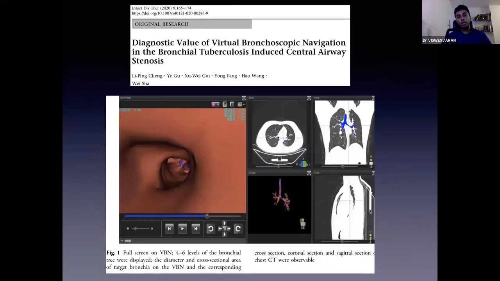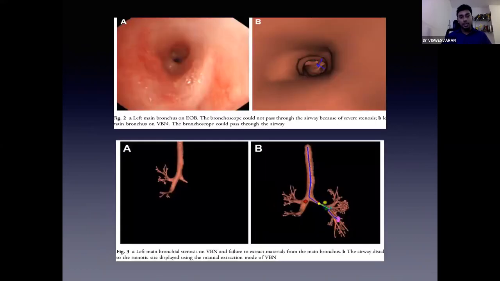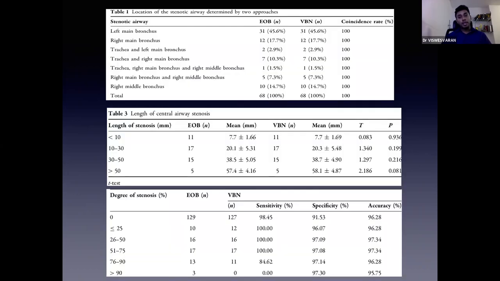And this is another utility of your virtual bronchoscopic navigation, where if you want to know what is the size of the stenosis, what is the length of the stenosis, and if you want to know what is the condition of the lung segments beyond the stenosis, the navigation bronchoscopy may help in diagnosing. So it will not only show the length, it will also show whether the bronchus behind the stenosis is still patent or not. And there is an excellent correlation between real-time bronchoscopic imaging and the values obtained by the navigation bronchoscopy in identifying the length and the size of the stenosis.